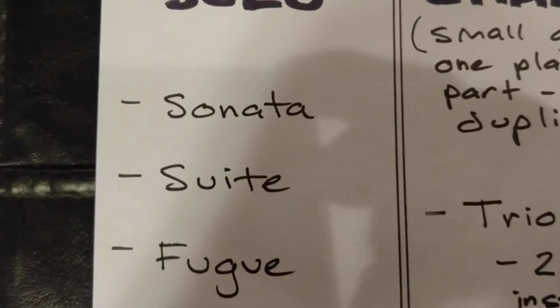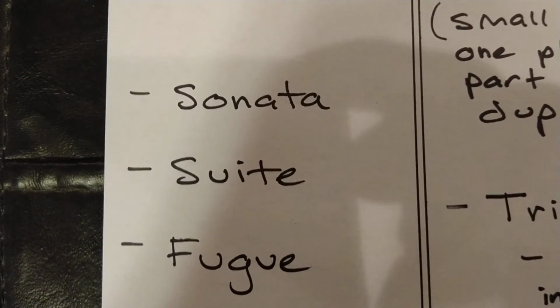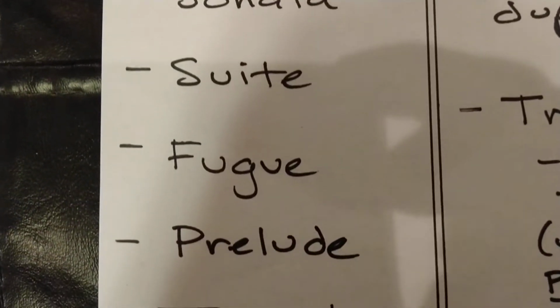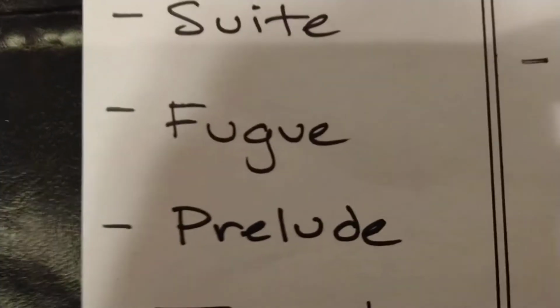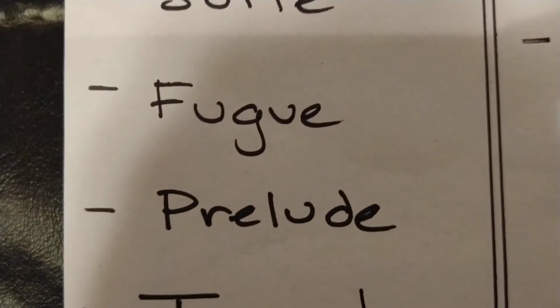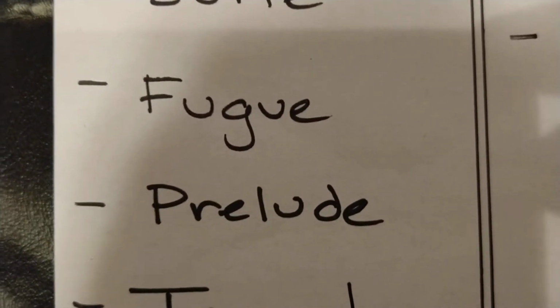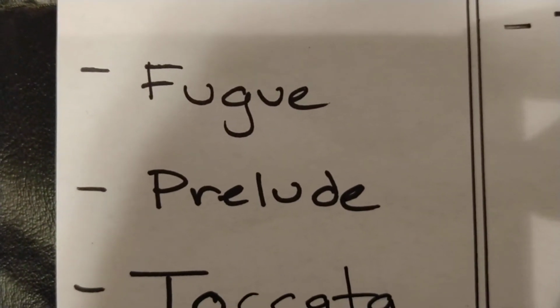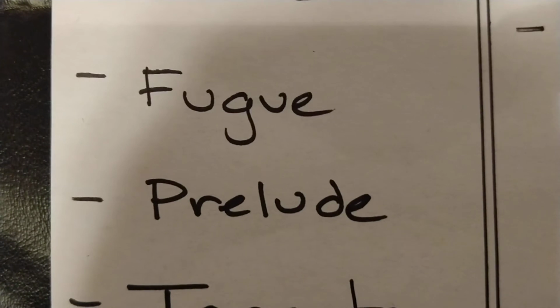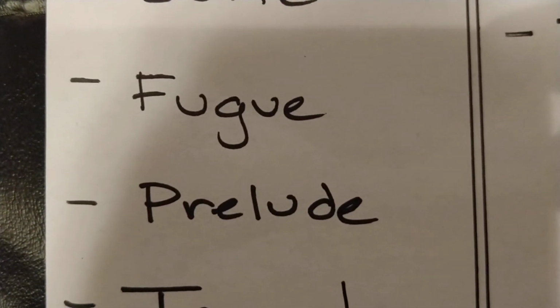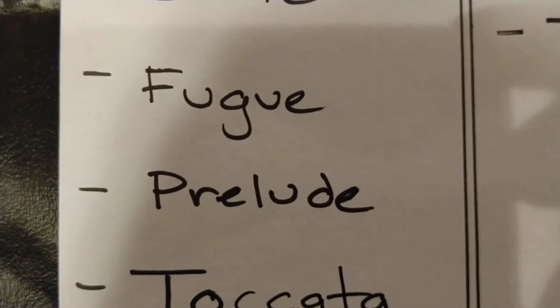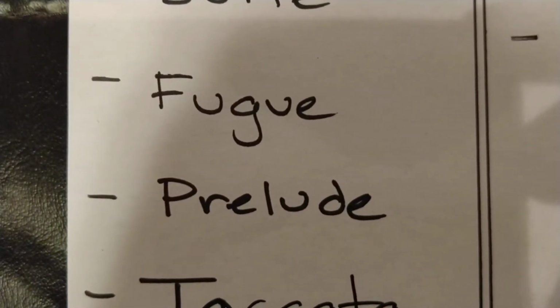Sometimes the first movement of a suite has the title prelude. Sometimes a composer, this is very common, will compose a 2-movement work consisting of a prelude followed by a fugue. So a fugue might be a 1-movement piece all by itself, or it might be part of a 2-movement work, prelude and fugue, very common combination. J.S. Bach wrote many, many, many preludes and fugues.